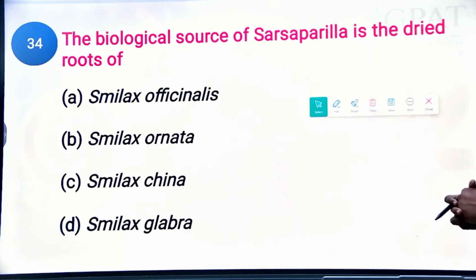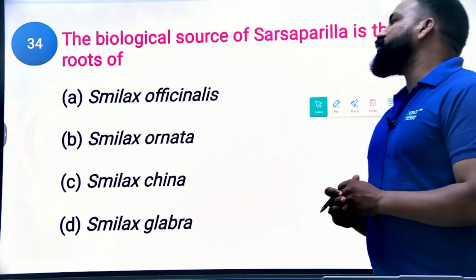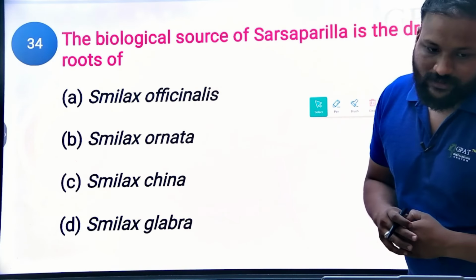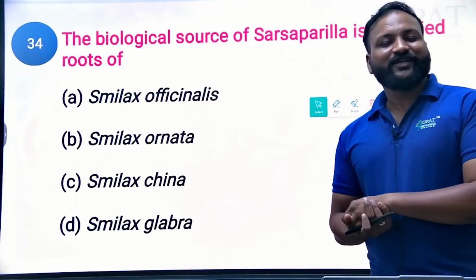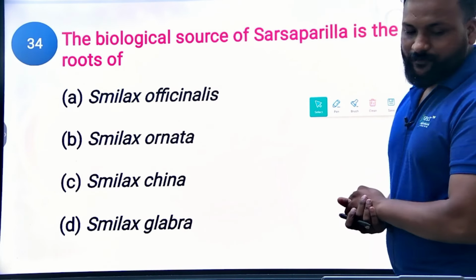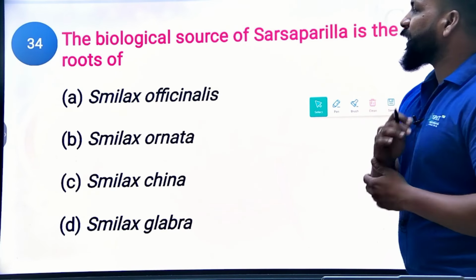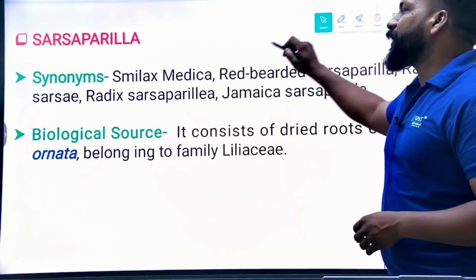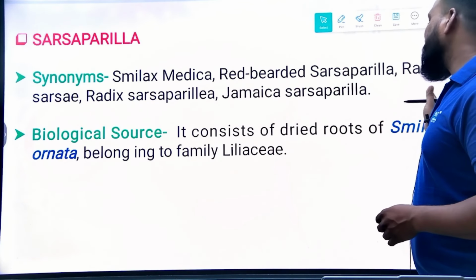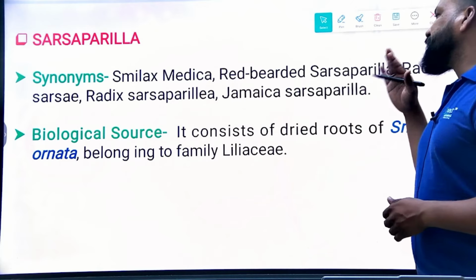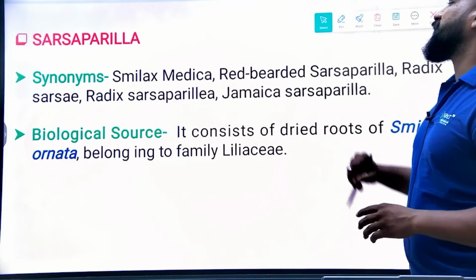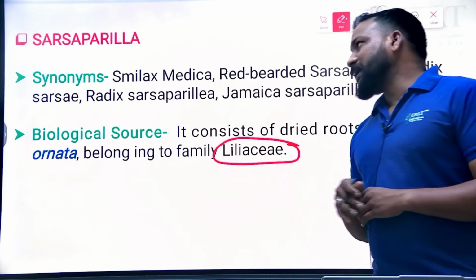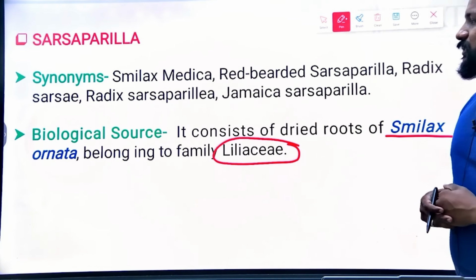Next question, come on. The biological source of sarsaparilla is the dried roots of Smilax officinalis, Smilax ornata, Smilax china, Smilax glabra. What is the right answer? Come on, you're almost there, dear students. Okay, the right answer will be Smilax ornata. It is the sarsaparilla plant, known as Smilax medica, red sarsaparilla, radix sarsaparillae, Jamaica sarsaparilla. The source of this sarsaparilla is mainly Smilax ornata, family Liliaceae.